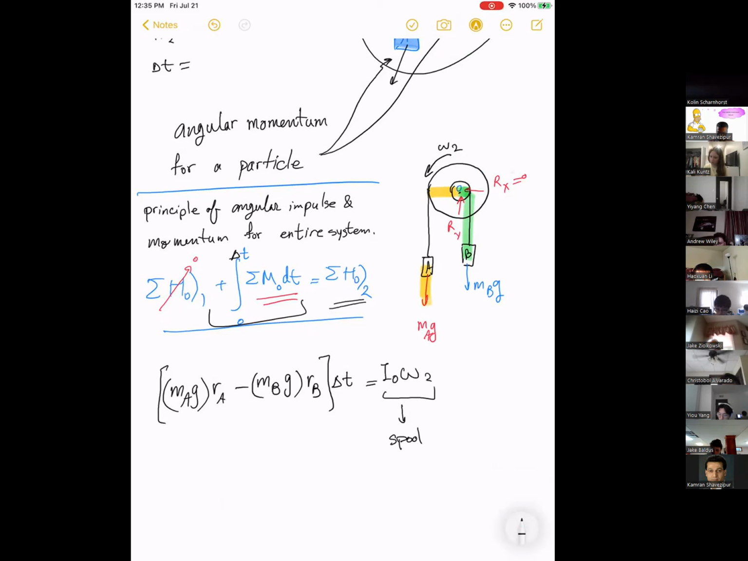Now, particle A also has angular momentum. How? This is the radius. This is the velocity. And if you look at here again, this velocity times this radius creates a moment or angular momentum the same way, which is going to be positive, right? So you're going to get velocity times radius. It's going to be MA VA times RA. This is for block A.